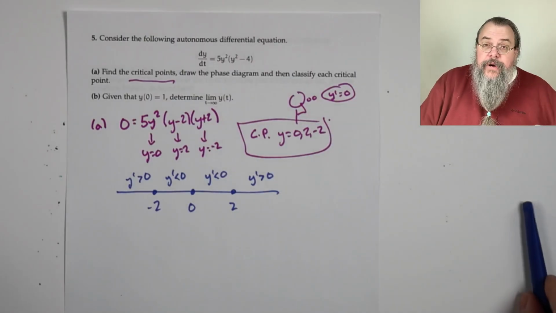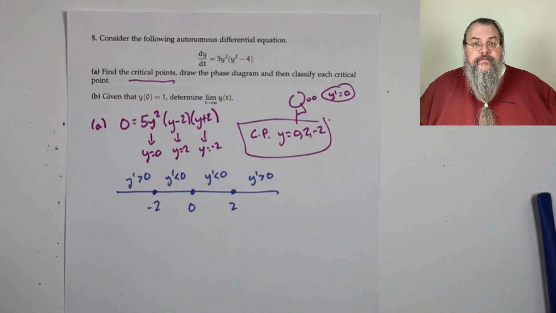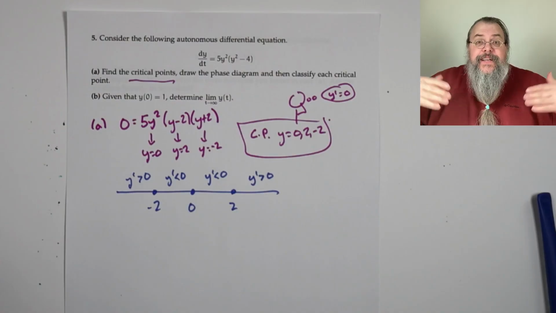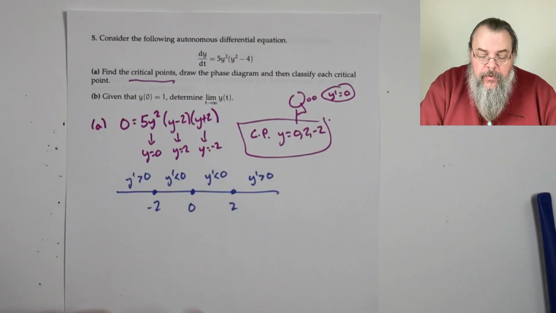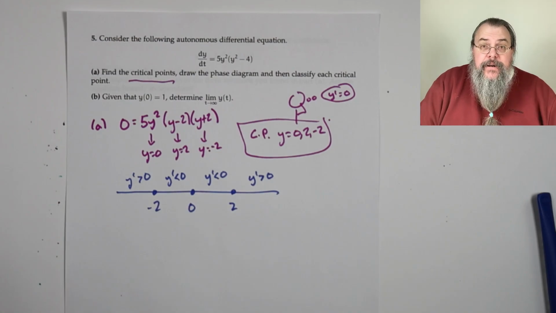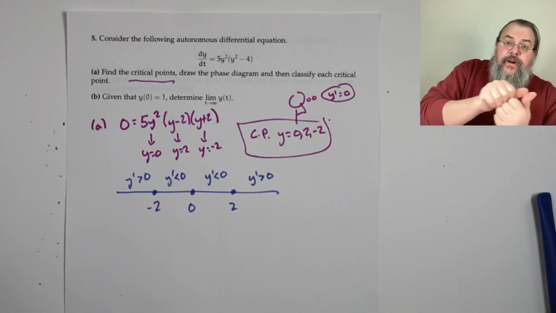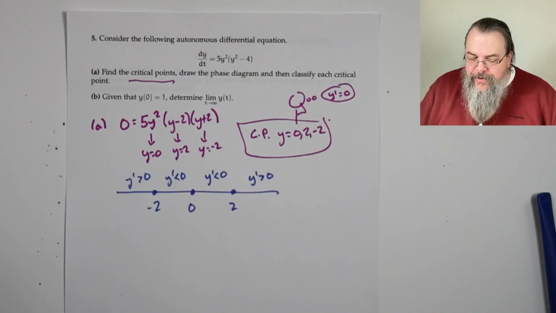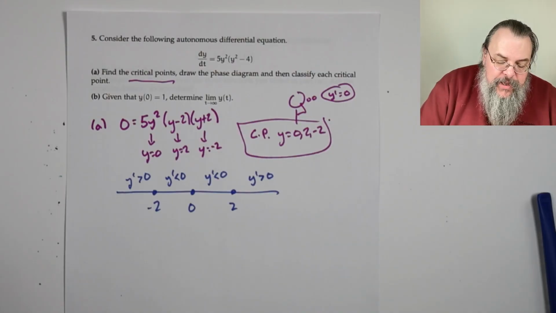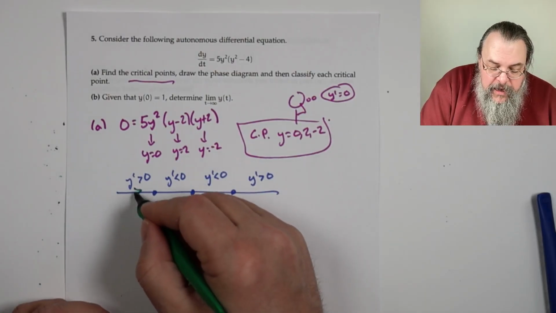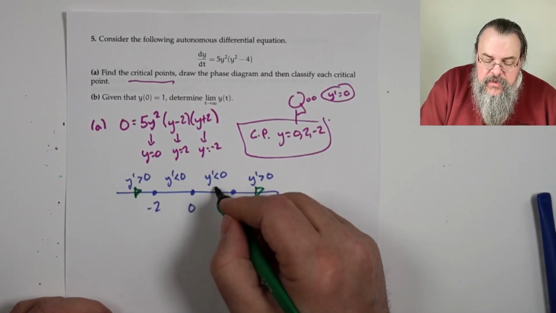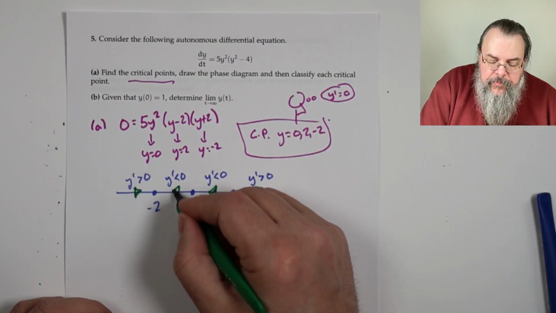Where we see y prime positive, that means what? It means y is going up. It's getting bigger. Now, when we're on a line, bigger is to the right, and smaller is to the left. So we have to know our orientation. Okay, so bigger says we're going up. Smaller says we're going down.